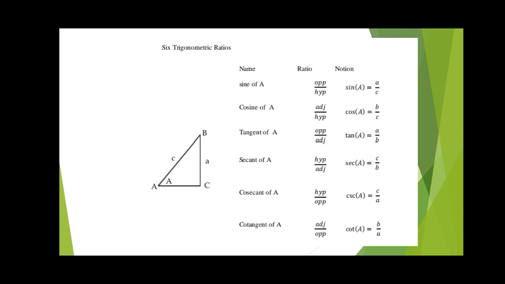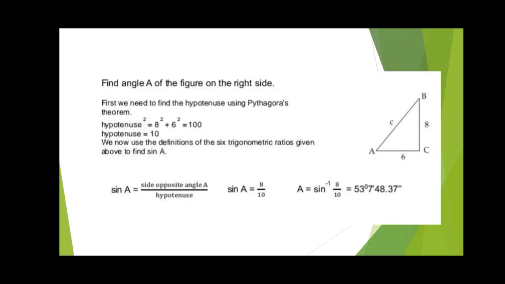Cosecant of A is equal to hypotenuse over opposite, which is the inverse of sine. So cosecant A is equal to c over a. And cotangent of A, the inverse of tangent, is equal to adjacent over opposite. So cotangent A is equal to b over a.